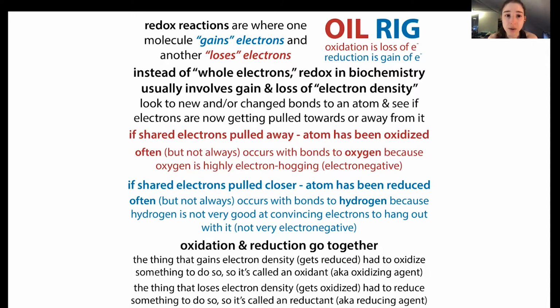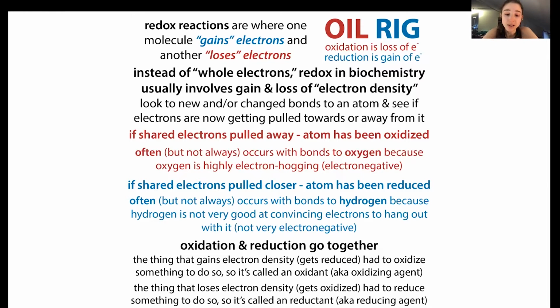In biochemistry, however, instead of whole electrons, redox typically involves gain and loss of electron density. Basically, when two atoms are sharing electrons to form a covalent bond, they might not share fairly. If you form a bond to something that pulls away your electrons, something that's electronegative, then you are basically losing electrons. And if you form a bond to something that is really bad at holding onto electrons, so you can pull the electrons towards you, now you're gaining electron density.